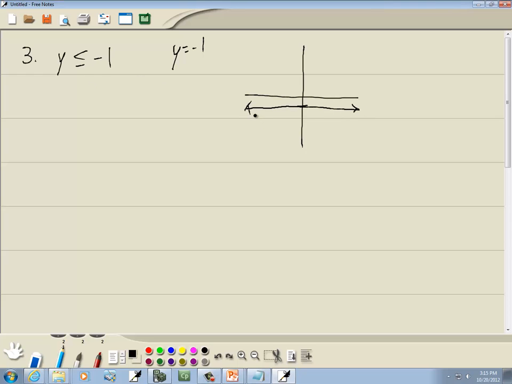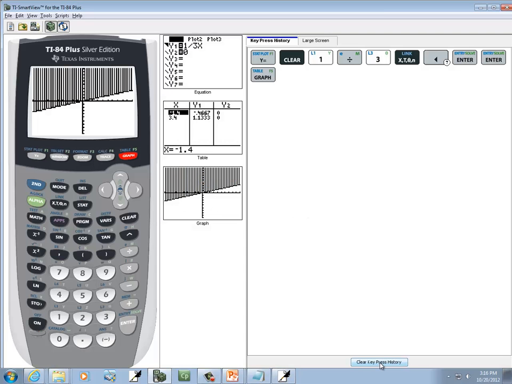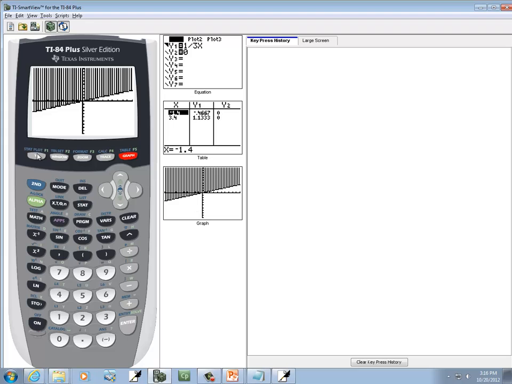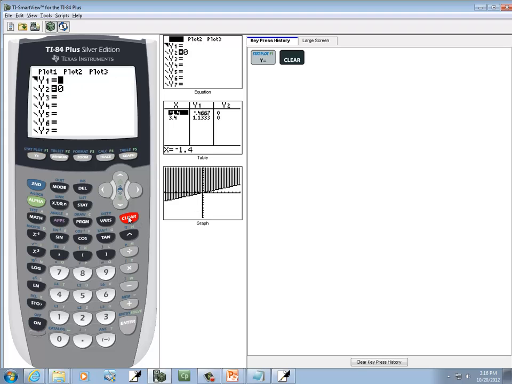Now since it's less than, that means we're going to shade below. Greater than, we'd shade up above. And that's specifically for horizontal. Now this is one you could put into your calculator, because we got y by itself on the left side. So if we were to go over to our calculator, it's kind of a trivial one for the calculator, but if I press y equals clear, and I put in -1.